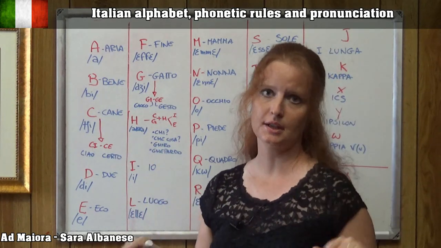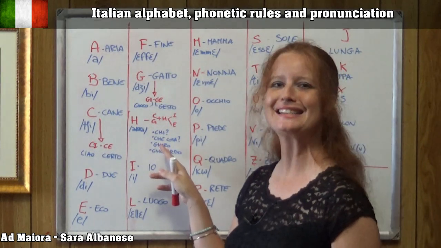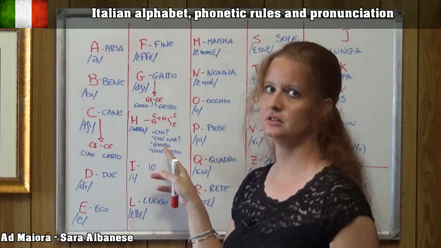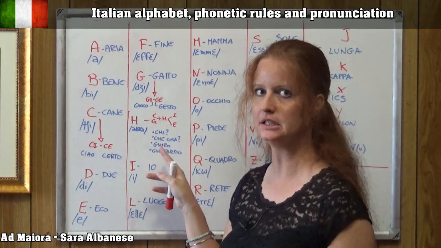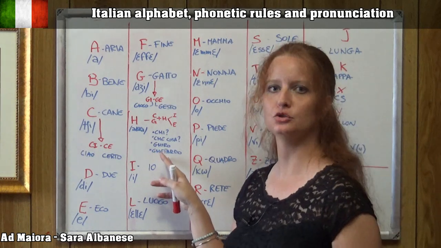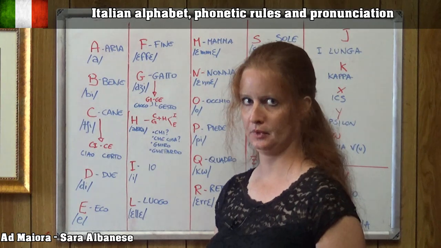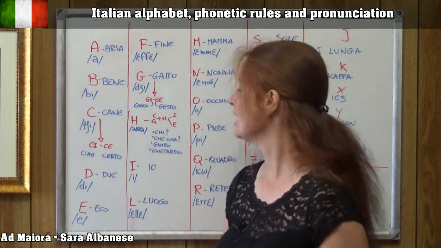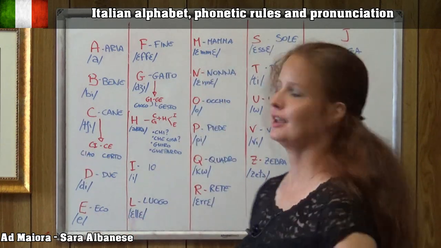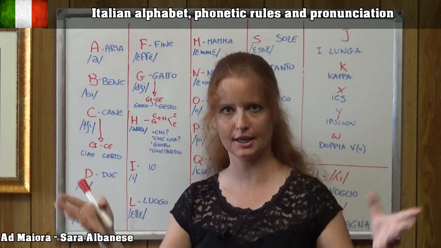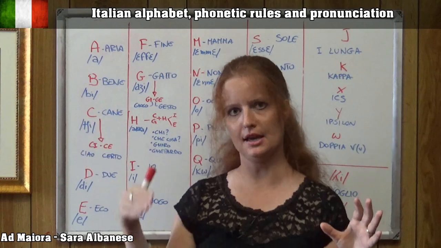Same goes for the G, exactly the same thing for the little animal that sleeps all the time. Ghiro, ghiro, it's not giro. Giro means another thing, means turn. Okay, G. Or ghepardo, ghepardo. Okay, it's not gepardo. So this is what the H is meant for in Italian pronunciation, to break that sound that is created with C and G and E and I.